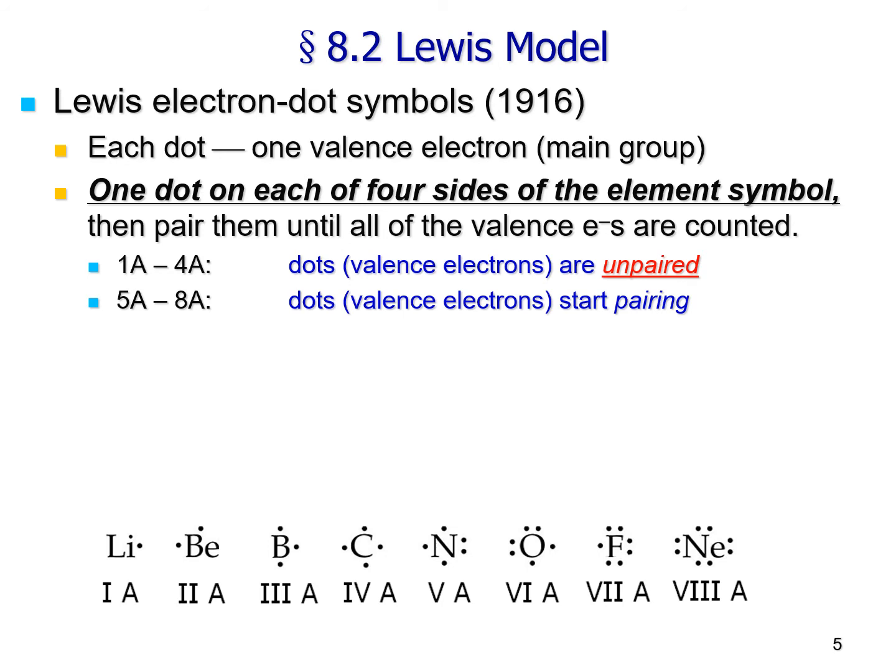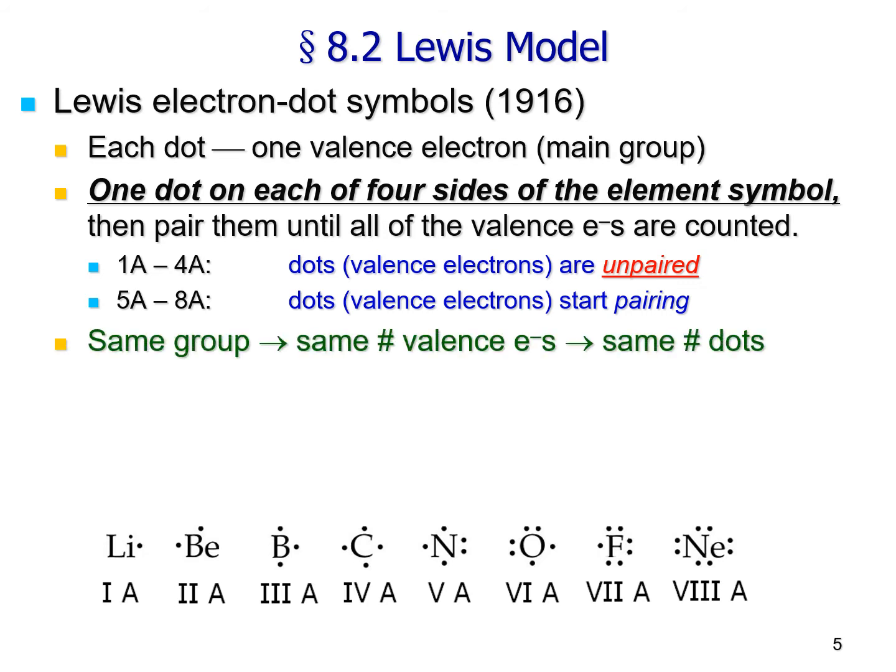So from this discussion, now we understand if we have an atom in group 1A to 4A, those dots are not paired. From 5A to 8A, those dots start to get paired. And finally, we realize that if we have atoms in the same group, since they have the same number of valence electrons, they will have the same number of dots. Here, I'd like to point out, since they have the same number of dots according to this Lewis dot model, they will have the same dot configuration.